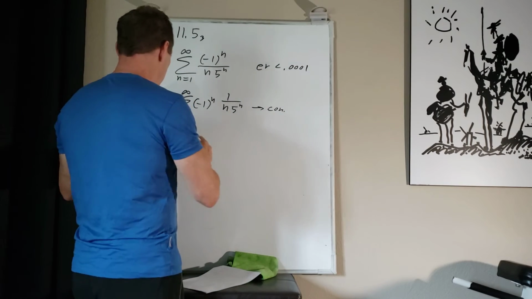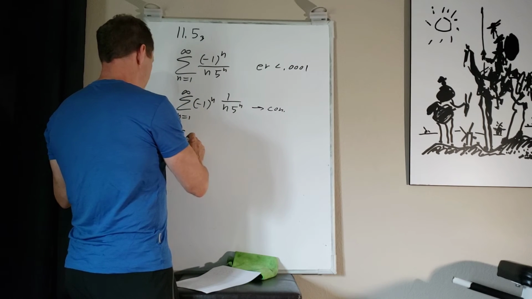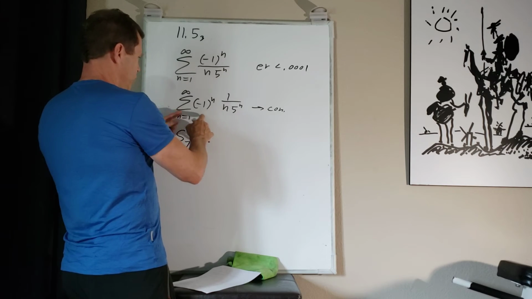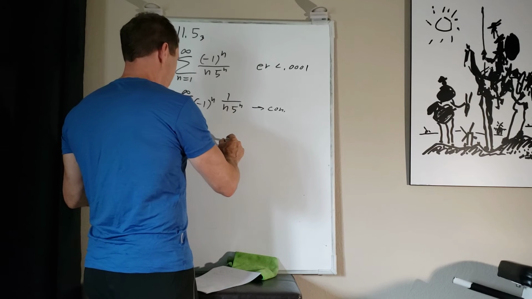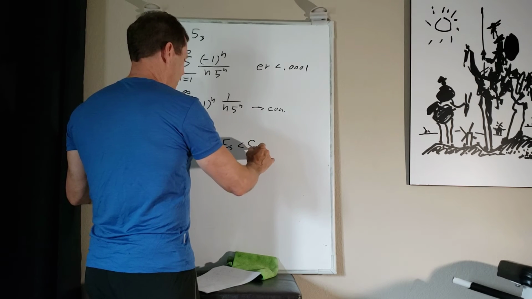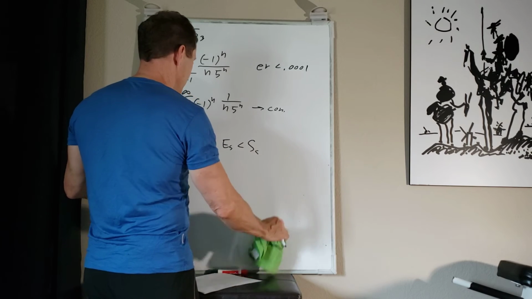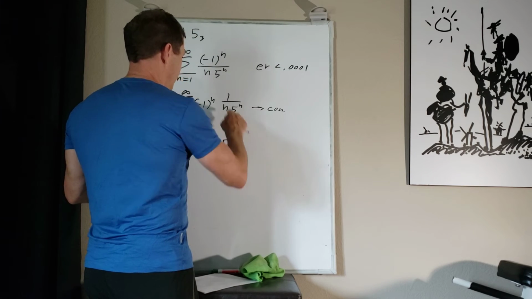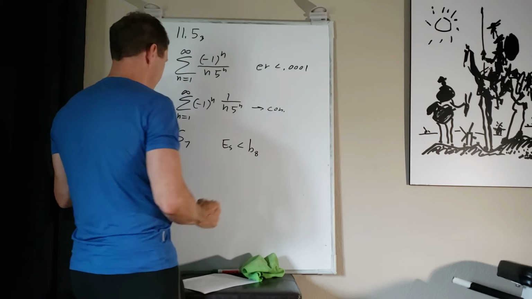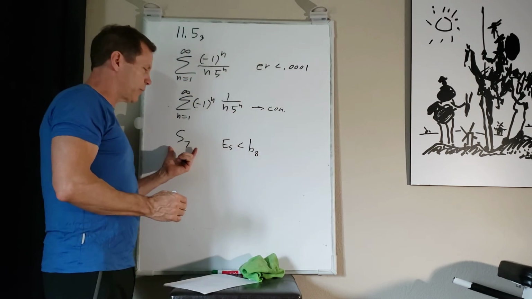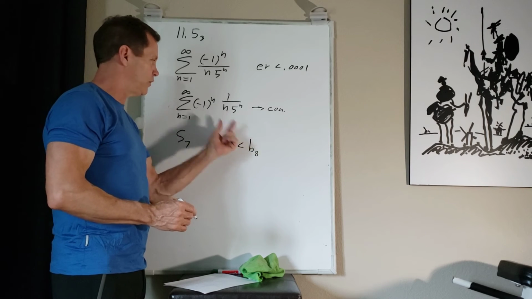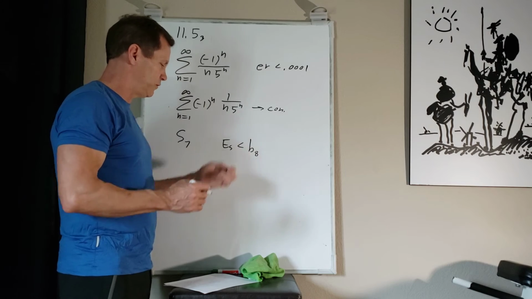So if I use S7, which means use 7 terms of this, I know my error is going to be less than, no, it's not going to be less than S8, it's going to be less than B8. So if I approximate by summing up the first 7 terms, my error is less than B8, and that will be a positive number, because the negative piece is not there.